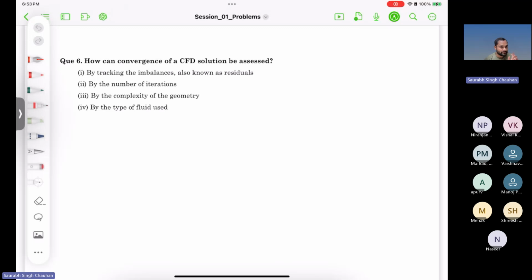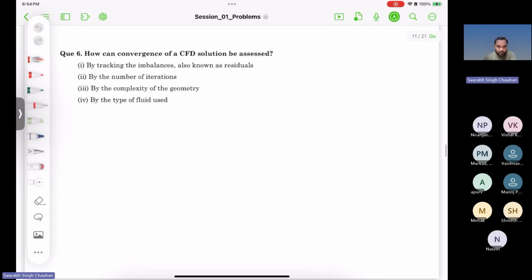So what is happening here: in the first iteration the value you are getting is 25, and the difference with the true value is 5. In another step you get 28 and the difference is 2. In the third step the difference is 1, next step 0.5, then 0.25. So this difference, that imbalance, that error, is continuously decreasing. That's how you track whether the solution is converging or not. So that's what we mean by convergence.